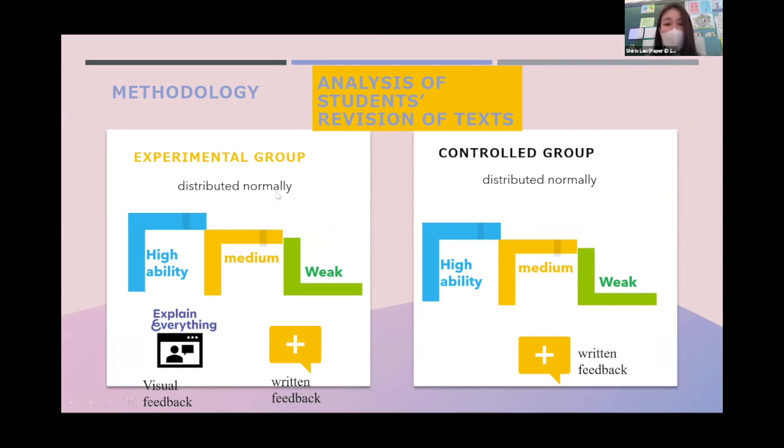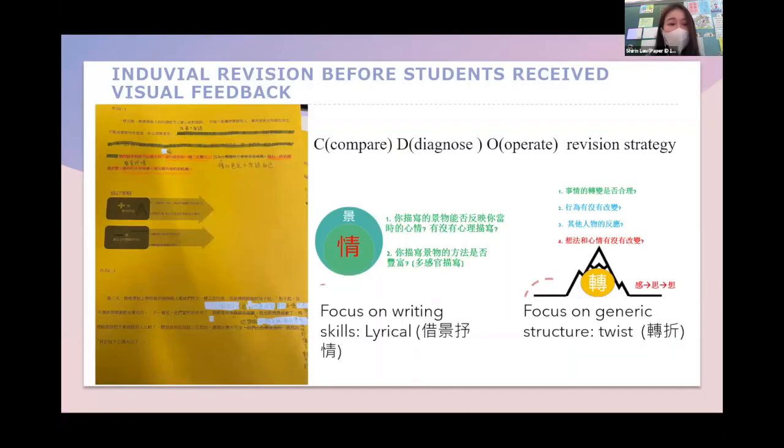So that is the methodology. I will divide the students into 2 groups. One is the experimental group and the other is the control group. The experimental group will receive the visual feedback and written feedback in tandem, but the control group will receive only the written feedback on the writing assignments. To review the visual feedback, I will analyze the students' revisions of the test to see whether they can revise by themselves using the rubrics.